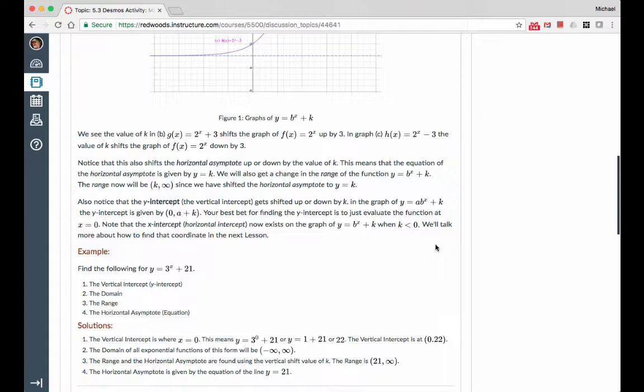You will also get a change in the range of your function of y equals b to the x plus k. And the range will now be from k to positive infinity, since we have shifted the horizontal asymptote up to y equals k.